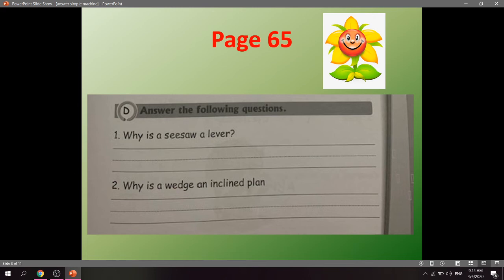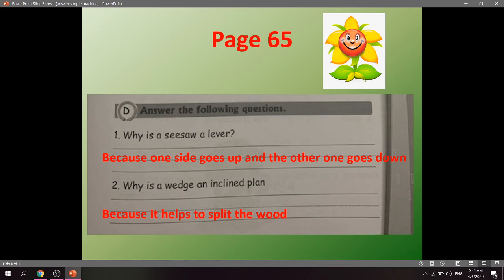Okay, number 2. Why is a wedge an inclined plane? Okay, why? Because it helps to split the wood. So you give me what the wedge does. So because it helps to split the wood.